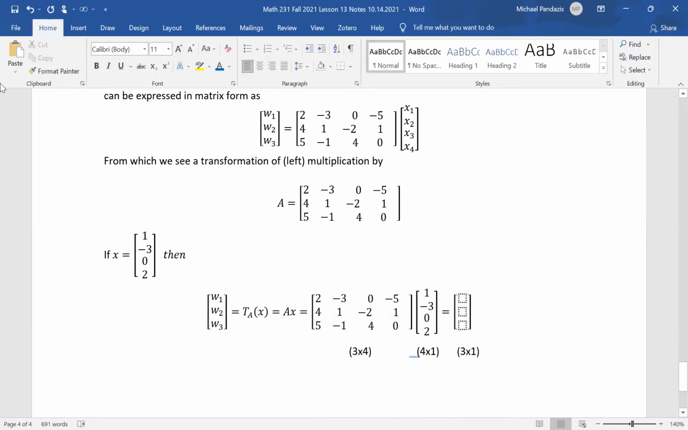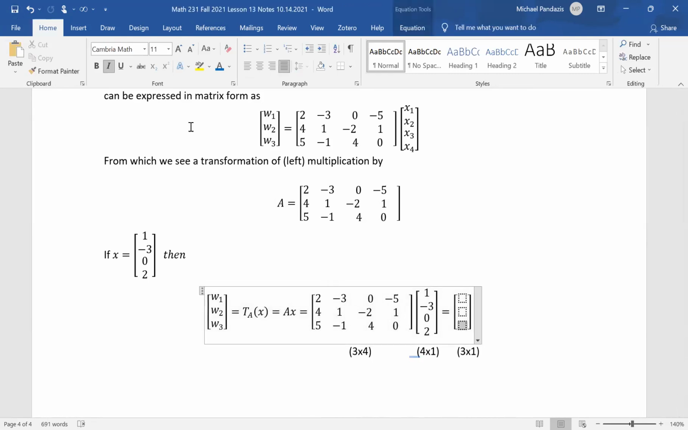So I have a vector like that. Now you can just find each entry by multiplying these two matrices and getting each entry one at a time. To find this top entry, you would take 2 times 1 plus -3 times -3 plus 0 times 0 plus -5 times 2. When you add those products, you get 2 plus 9 is 11, plus 0 plus -10. So you get 11 plus -10, which is 1.